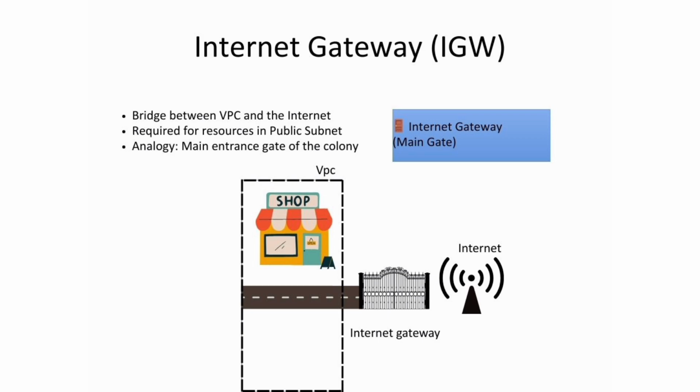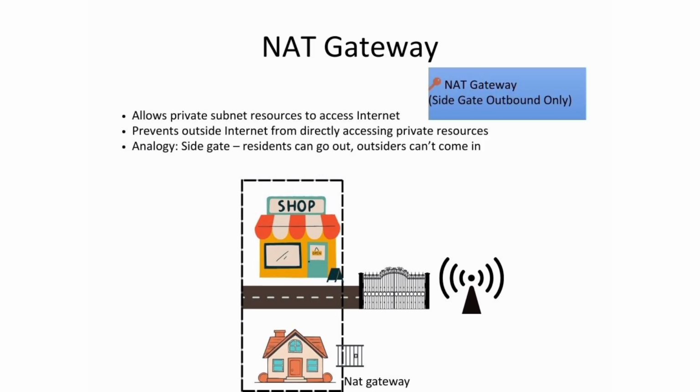Okay, and then there is the NAT gateway. If you're in a public subnet, you can get access to the internet or other things. But what happens if you want to access the internet from a private subnet? A private subnet does not get access to the internet gateway directly. So there is a thing called a NAT gateway, which allows private subnet resources to go out to the internet but stops outsiders from entering. That means there is a side gate in your colony where residents can exit to shop but strangers can't enter. So database servers in a private subnet can download OS patches securely.